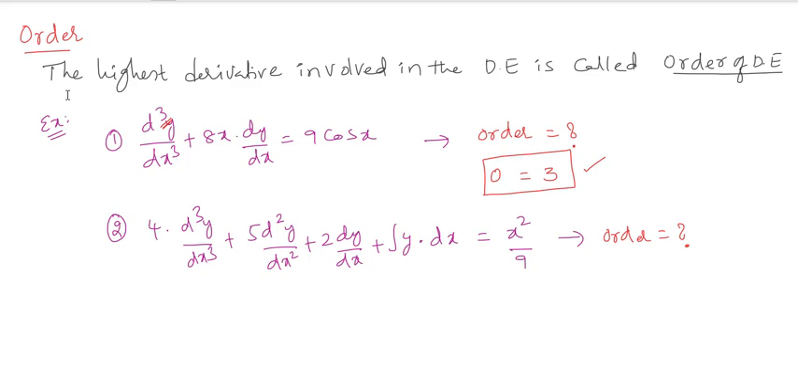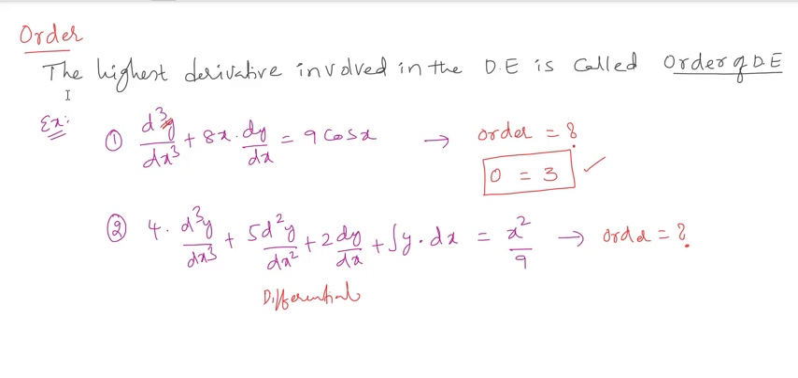I have to integrate with respect to x, so y will be the constant, and I will get y into x. Am I correct? So if I want to eliminate this, I need to do differentiation, so that differentiation and integration get cancelled. So you need to differentiate the above equation.